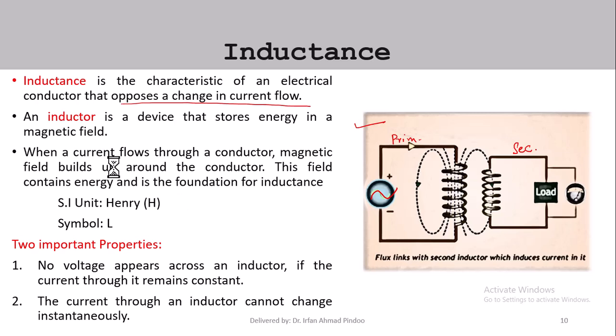So that is what is written: when a current flows through a conductor, because once we provide a voltage there is a current, a magnetic field builds up around the conductor, and this field contains energy and is the foundation for inductance. Its SI unit is Henry and the symbol is L. Now two important properties of an inductor you can note down. The first one is that no voltage will appear across an inductor if the current through it remains constant. So if we have a constant current, then there will be no voltage. Second, current through an inductor cannot change instantaneously. It will take time for an inductor to change the value of current.